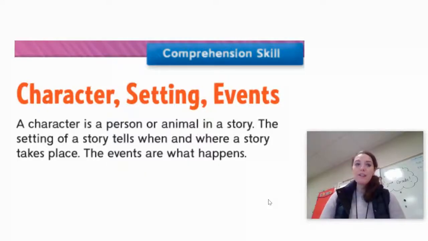First, let's remind ourselves about character, setting, and events. First, a character is a person or animal in a story. The setting of a story tells where and when a story takes place, and the events are what happens. The reason why it's so important to understand the character, setting, and events in a story is because it helps us understand or comprehend what the story is about and helps us keep track of what's going on, which are both very important.